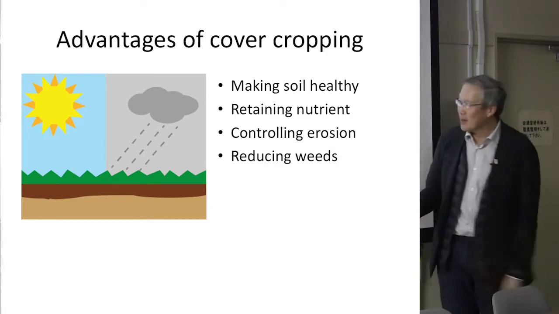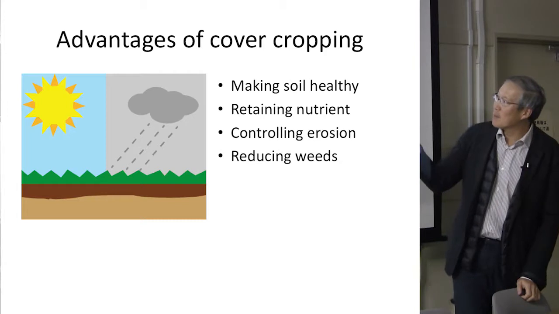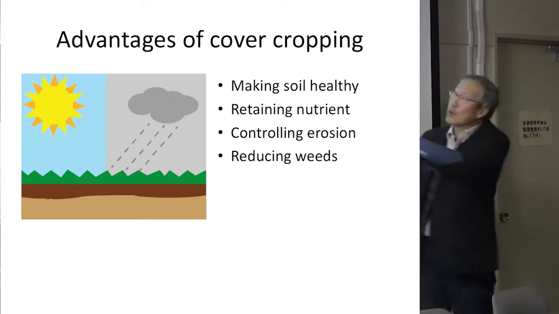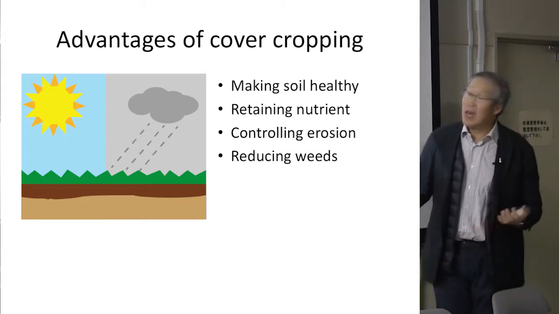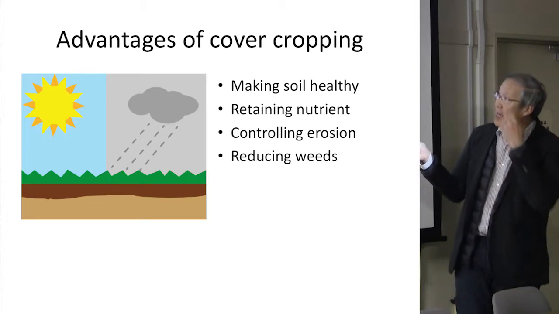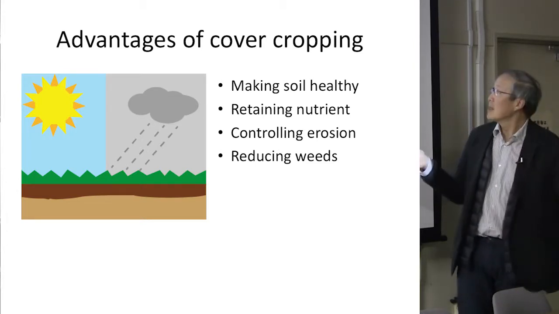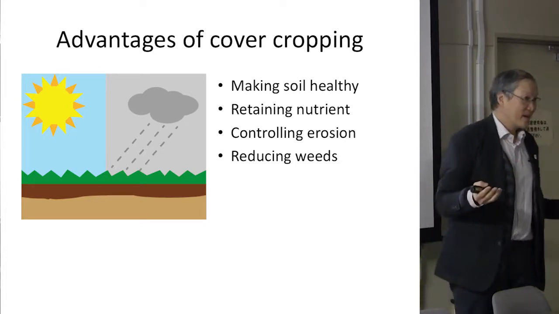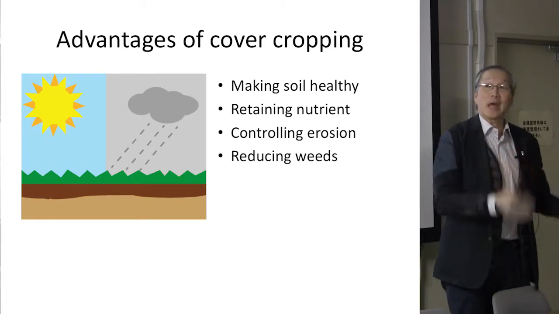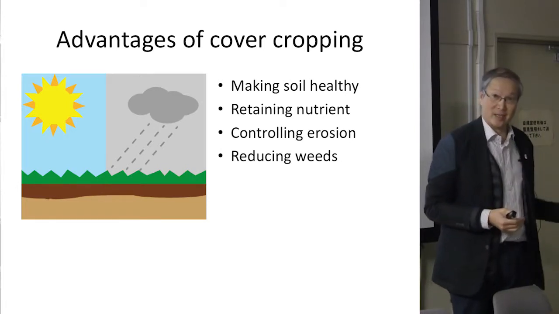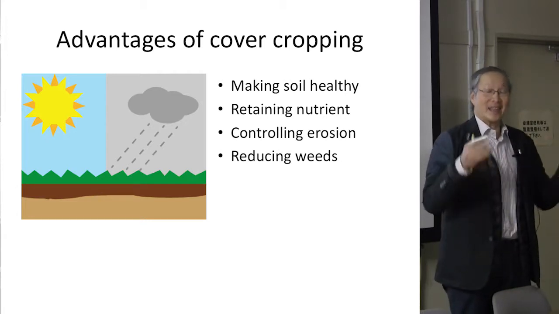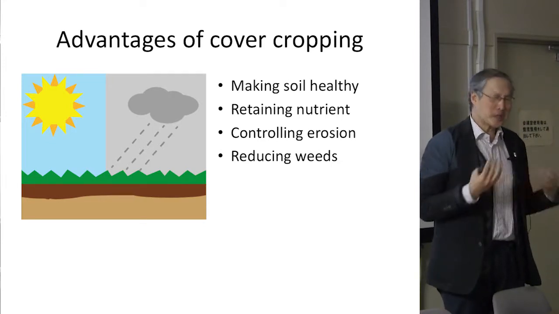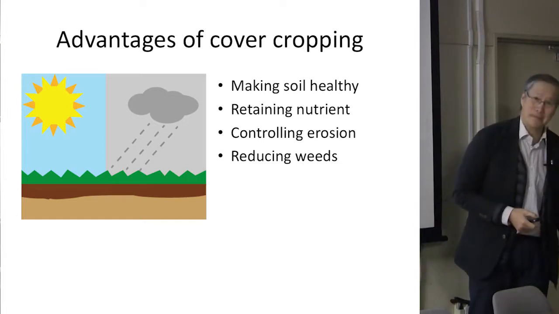So this is another picture. When you put some crops here, cover, these are some of the things that can happen. It can improve the health of the soil. It can retain the nutrients. It can control erosion. And it can reduce the number of weeds. Very, very practical. These things are not known only today, but these things have been known for centuries. But it's only now that we label them as sustainable agriculture. So sustainable agriculture is not a new thing. It's been around for a long, long time.